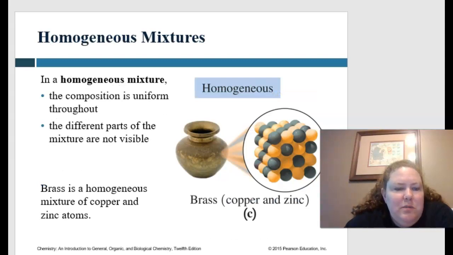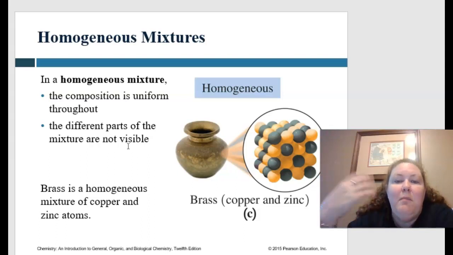Homogeneous mixtures, some people can pronounce it homogeneous, so either word works. So a homogeneous mixture is one whose composition is going to be uniform throughout, and the different parts of the mixture are not visible. So if we're talking about that sand and water, you can't see the sand floating in the water. This one's homogeneous.